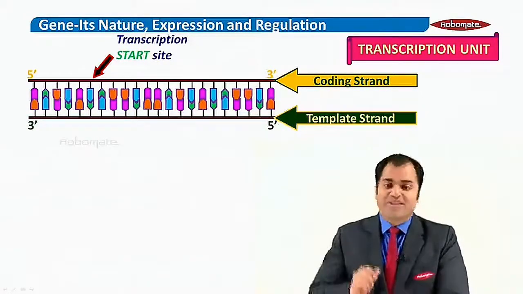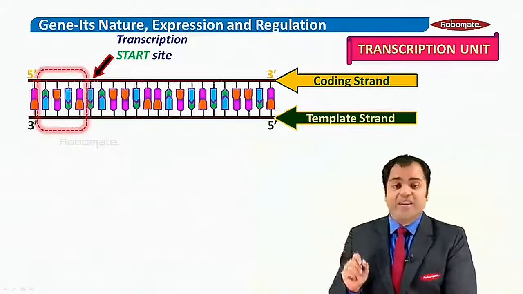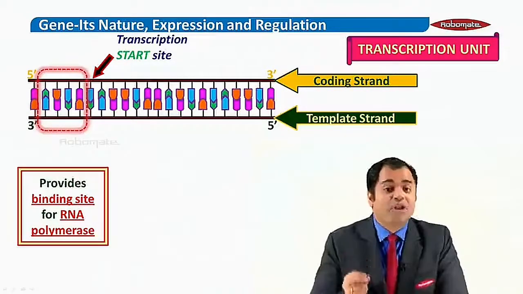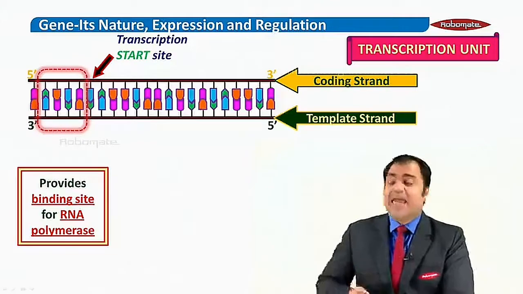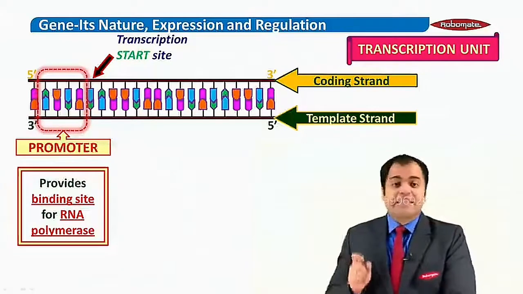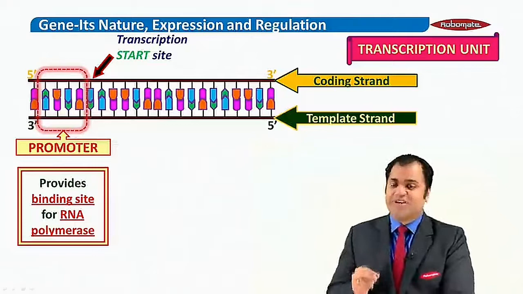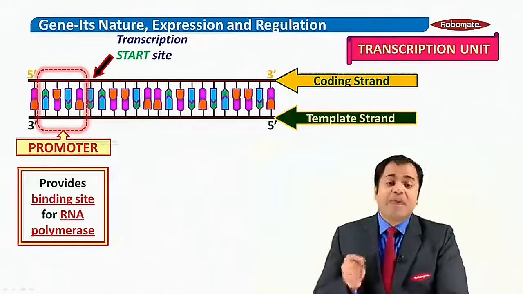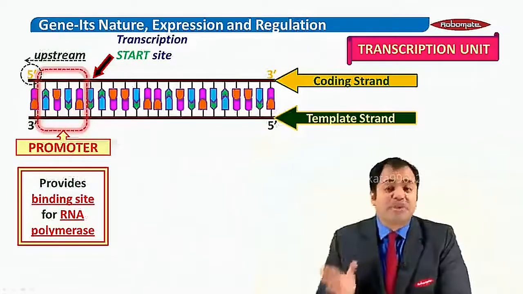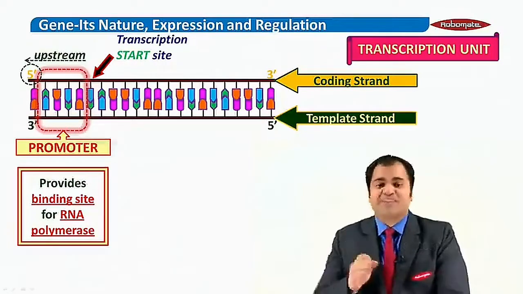Now before this transcription start site, there is a region on your DNA which basically provides a binding site for the RNA polymerase enzyme. Is that okay? And this region is called the promoter region. So there you go. The first gene or the first area involved in the transcription unit is the promoter. Remember, the promoter is always found on the 5' upstream end of the transcription start site. Upstream meaning before the start site.